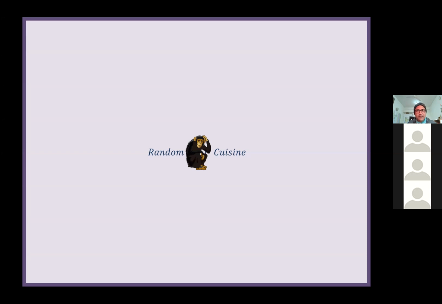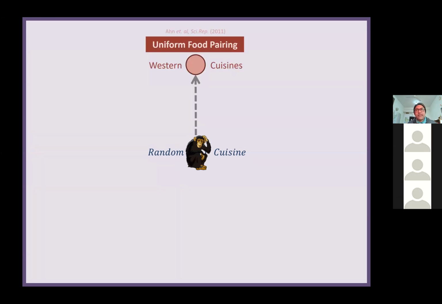And as professed by Chef Heston Blumenthal, indeed, in Western cuisine it was found that there is something called uniform food pairing, or positive food pairing, in which you are putting ingredients together as long as they are similar to each other. The more similar the ingredient pairs are in terms of shared flavor molecules, the higher their probability of being used together in a recipe. That's what was observed in the case of Western cuisines.